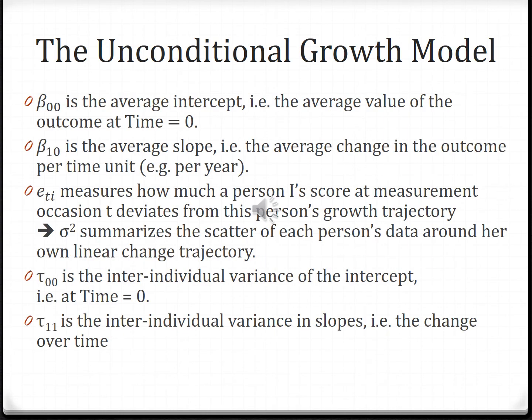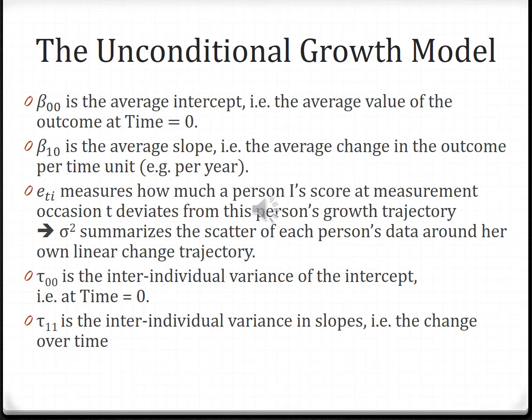So this slide outlines this in detail again. The beta 00 is your average intercept, so the average value of the outcome at time 0. We're going to talk about centering in week 3, but right now we're assuming that we're starting at a certain point. So let's say we have an observational study. The first time point, baseline, usually gets coded as 0. And beta 10 is the average slope, so the average change in the outcome over time, for example, per year or per month. We'll talk about scaling. It's really important to do this well for interpretability.